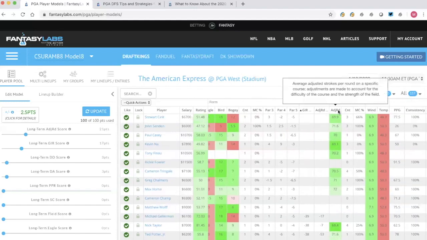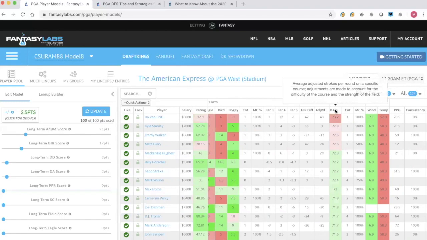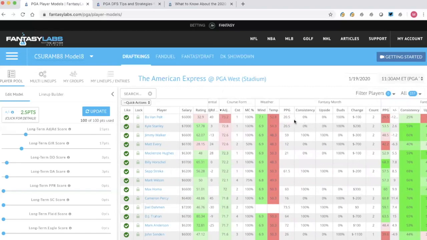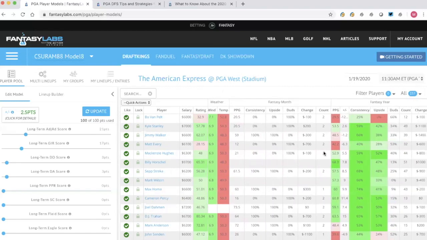You can also look at some course-specific stuff. This is going to be adjusted round score on this particular course, which for the American Express is going to be the PGA West Stadium. You can also see how many times they've played it and their missed cut percentage. We have some weather stats here as well. And then this is going to be the fantasy month and fantasy year scoring.